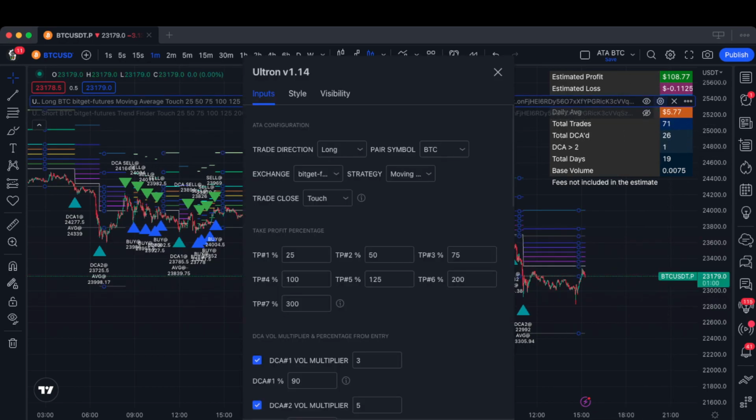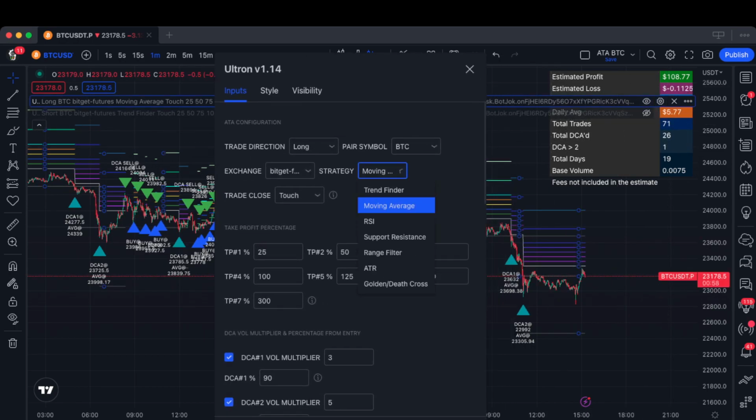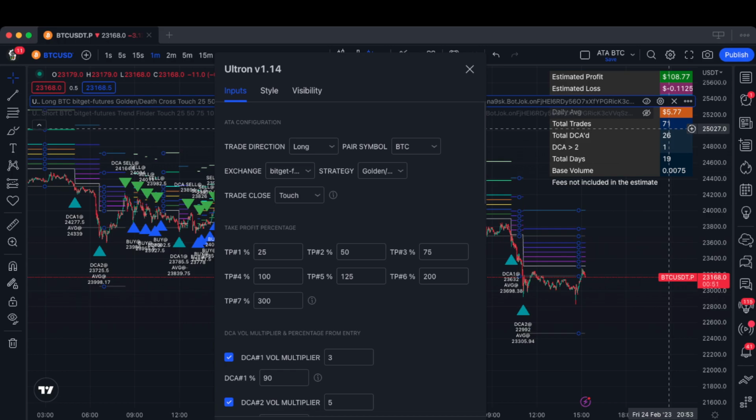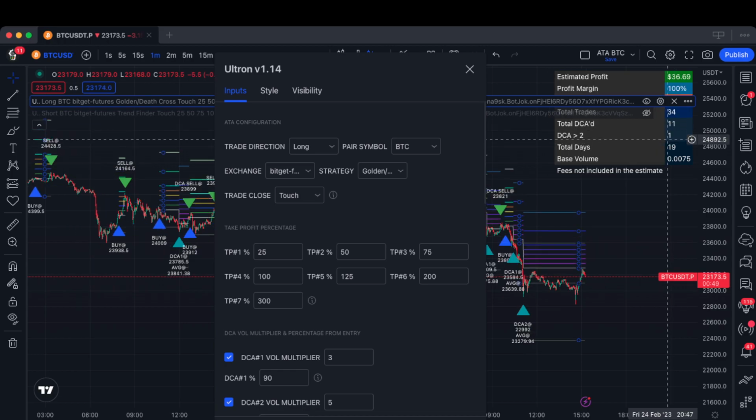And then you may get another strategy like the Golden Cross. It's a little bit slower. It's not going to trade as much, right? I think the ATR actually is even less. But look at this, 34 trades. It has 11 DCAs. It only got stuck once, so it's not too bad. It doesn't trade all the time, but it didn't really get stuck a lot.